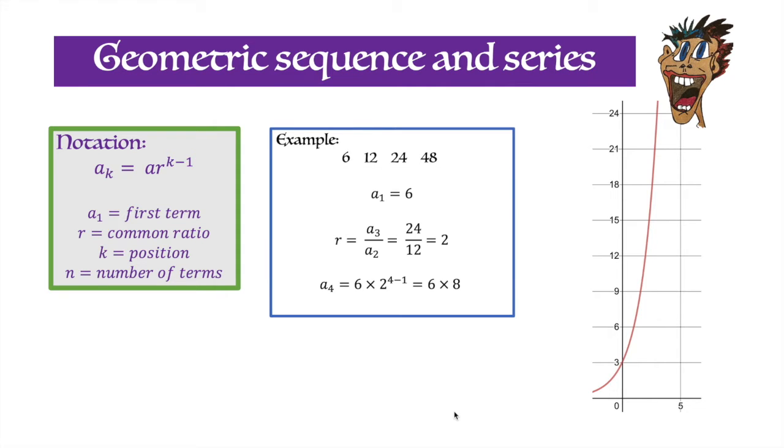So, as I said, the first term is 6. For the common ratio, you can use any pairing of terms. You can use the fourth divided by the third. I've used the third divided by the second. You get 24 over 12, which is 2. So your common ratio is 2. If I want to find the value of the fourth term in this sequence, it's simply 6 times 2 to the power of 4 minus 1, 6 times 8, 48. And you can see that's what I've got there.